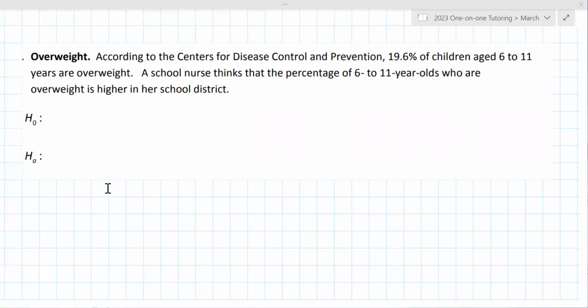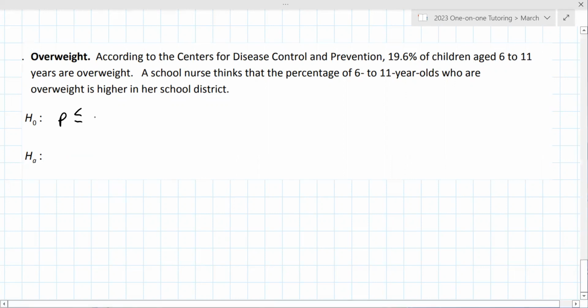Is it, for the null hypothesis, P is less than or equal to 19.6%? Yes. Now it would probably go to like 0.196. I don't know how your teacher is doing this. You generally don't use percentages in real life, especially when you're doing the math. Yeah. What is the keyword there for this?